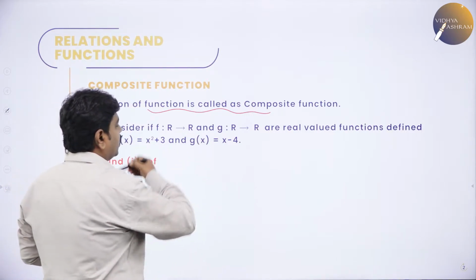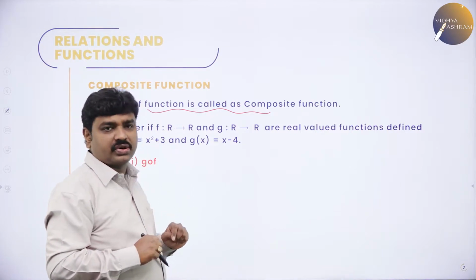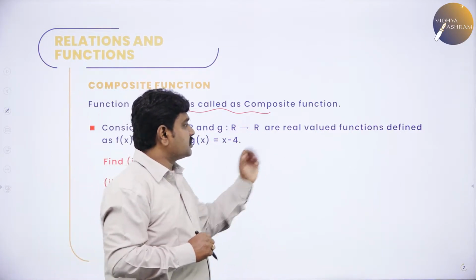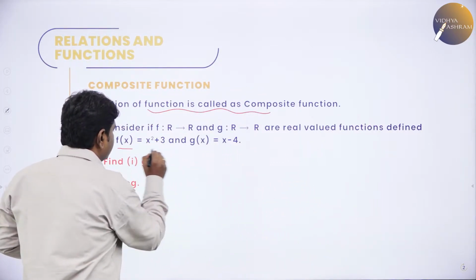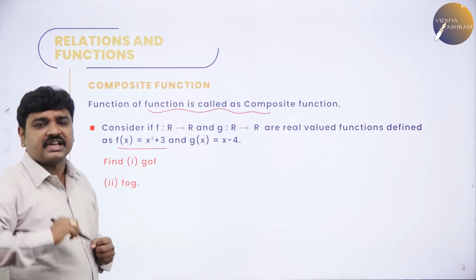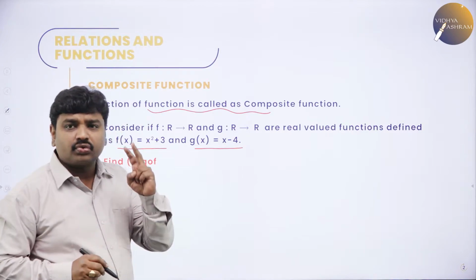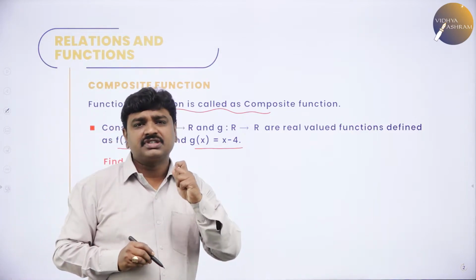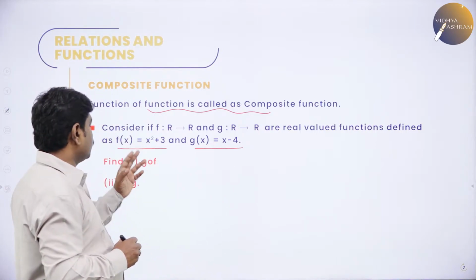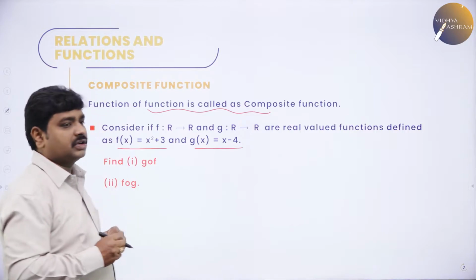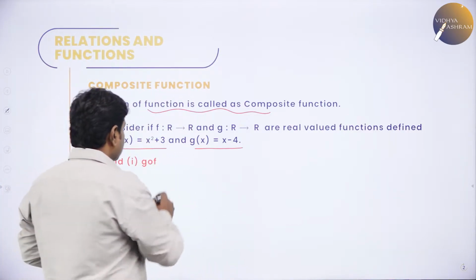Consider f maps R to R. It's a real valued function. Domain is also real and codomain is also real, and g maps R to R. These are two real valued functions defined by f of x is x square plus 3 and g of x is x minus 4. And they want you to find gof and fog. So now gof, it's a composite function.